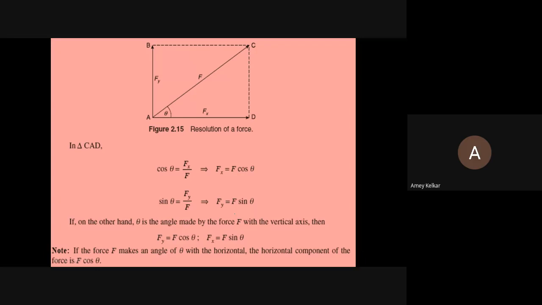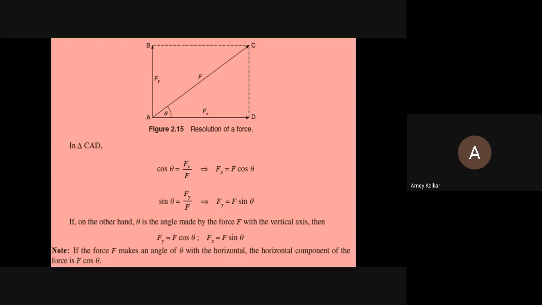So this entire process is called resolution of a force. This is asked for 6 marks. So definition and all will be 3 marks, the previous slide, and this slide which is currently there will be for 3 marks. So explain resolution of a force. What is the process of resolution? The process of resolution is the one in which we split one single force into 2 components. One component will be along the horizontal axis and one along the vertical axis. The one along the horizontal axis, we name it as Fx. The one along the vertical axis, we name it as Fy.